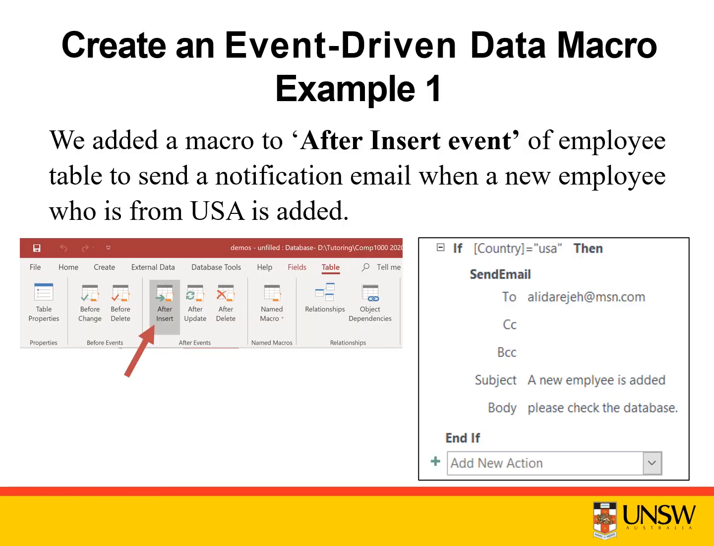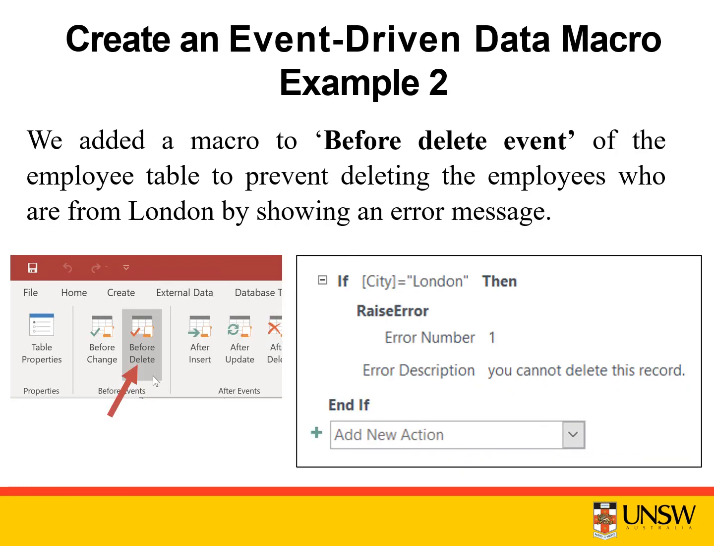Let's have some examples. Here we created a macro using if and send email commands for the after insert event of employee table to send a notification email when a new employee who is from USA is added. In this example, we added a macro to before delete event of employee table to prevent deleting the employees who are from London by showing an error message.